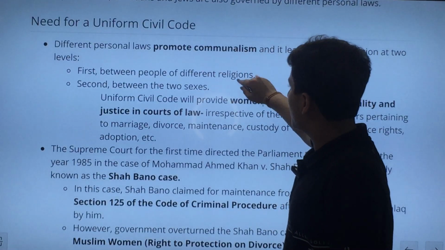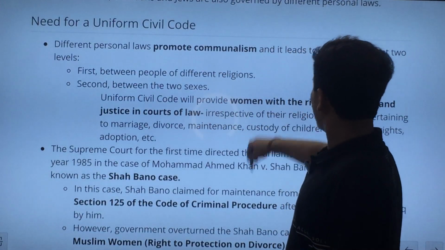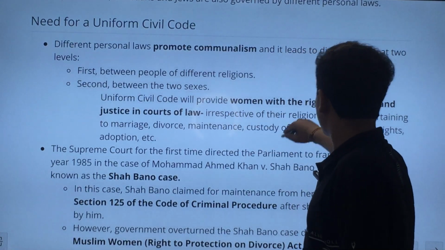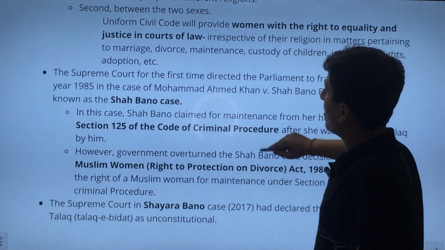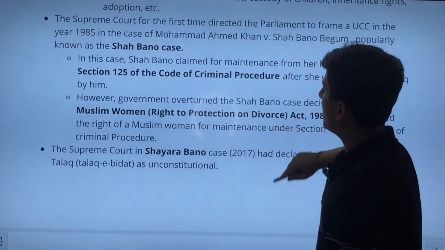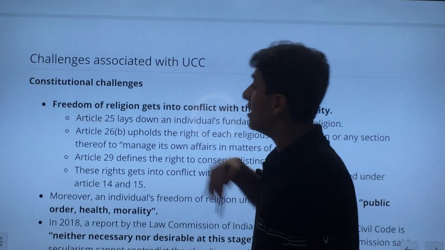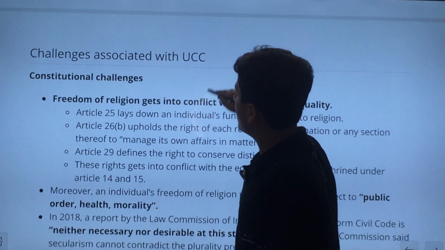What is the need for Uniform Civil Code? To promote communalism, for justice, equality among women, a right to equality and justice in the court, irrespective of the religion, in matters pertaining to marriage and divorce. We have the Shah Bano case, we have the Shaira Bano case. Then what is the need for implementing it? What are the challenges associated with the UCC?